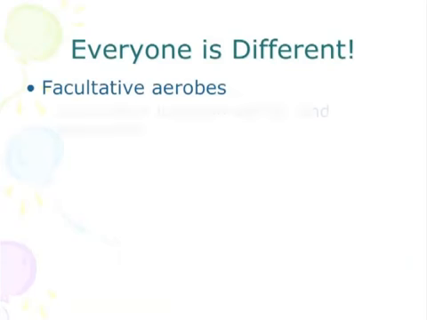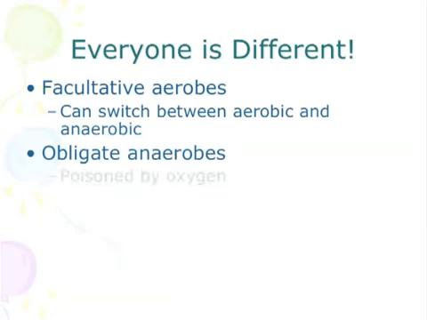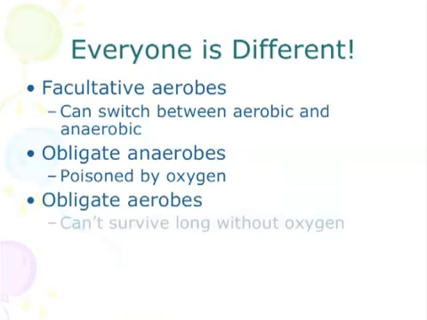So this is how everybody functions, but everyone is slightly different. We have what's known as facultative aerobes, obligate anaerobes, and obligate aerobes. And these are 3 different types of organisms that are classified by how they cell respirate. Facultative aerobes are pretty good because they can actually switch between aerobic and anaerobic. The thing is, if you remember, the efficiency is not as great with anaerobic, but they are able to survive.